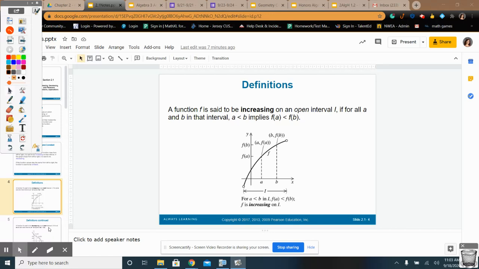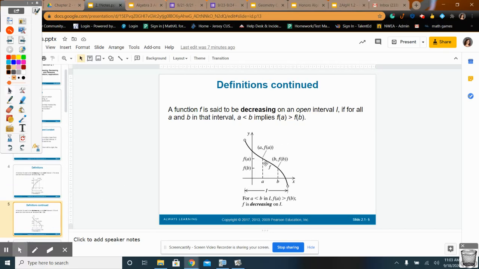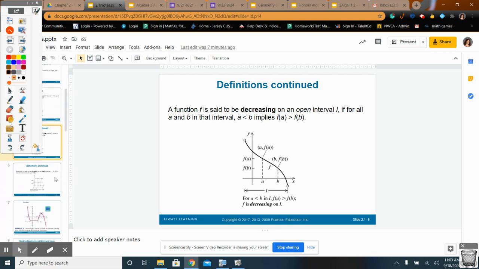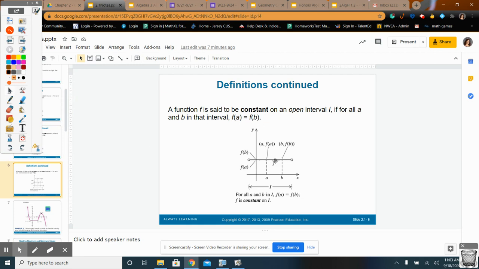Another definition then would be of decreasing. If f of a is bigger than f of b as you go left to right, then that means f of b y value is smaller, and that's what's making it go downhill. But you can just think of it as downhill. And then the constant would say that f of a equals f of b, and there would be no change in the y value, which is why it's constant.